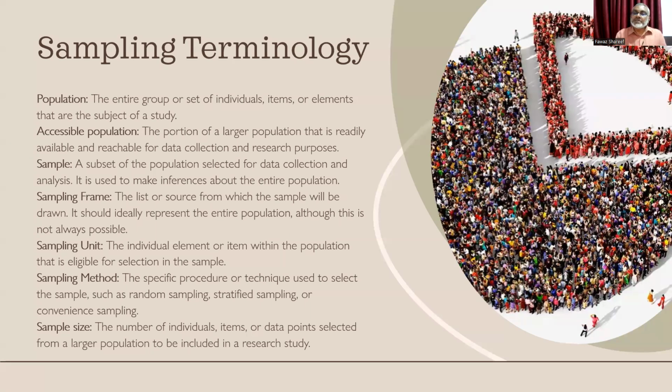Accessible population is that within the population, there may be groups that you are not able to reach or you are not able to actually collect data from. So accessible population would be the group, not the sample, but the group to whom you can actually get access. I can give you an example.